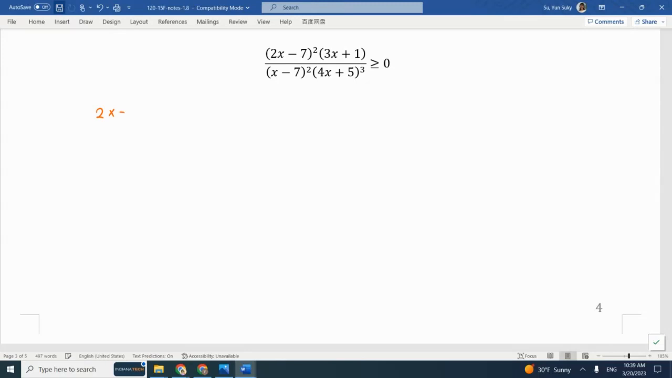So we get 2x minus 7 is 0. What's the next factor? 3x plus 1 is 0. What's the next factor? x minus 7 is 0. What's the next factor? 4x plus 5 is 0. Right, everybody? So for x, Alice, what is x? 7/2, good. Peter, what's x?